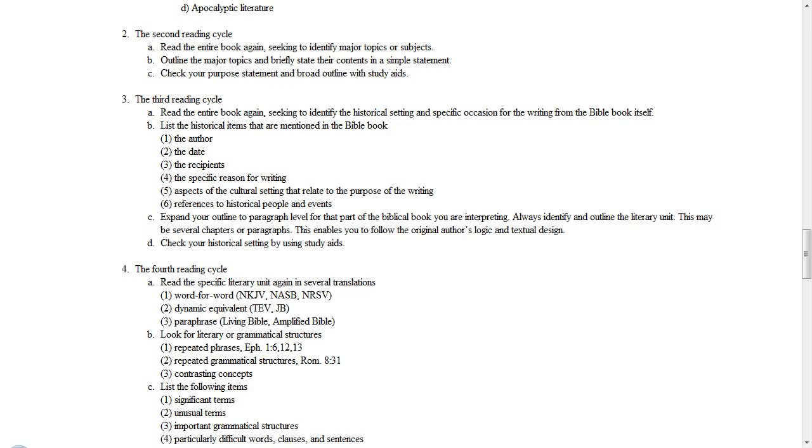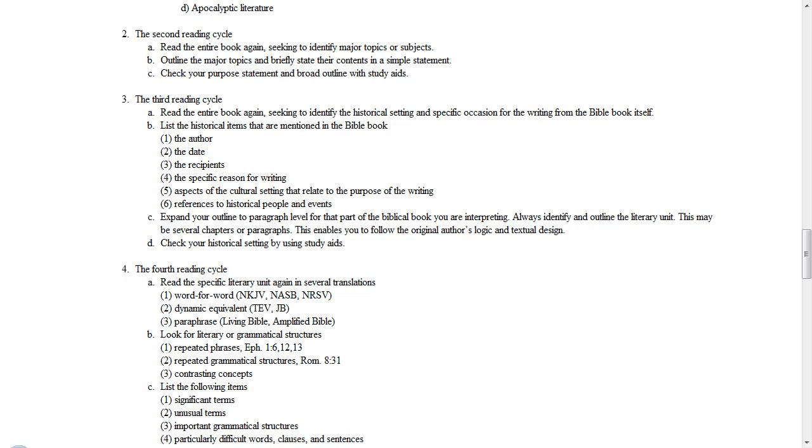In the second reading cycle, you're basically going to read the book again, but you're going to outline it. You're going to identify the major subjects and major topics, and you're just going to do an outline of the book. That's all you're doing in the second reading cycle. You don't want to do too many things at one time. It just makes it difficult. Doing one thing during one reading makes it easier for us to work with the text and to understand the text. If we try to look for too many things, it's easy to miss something.